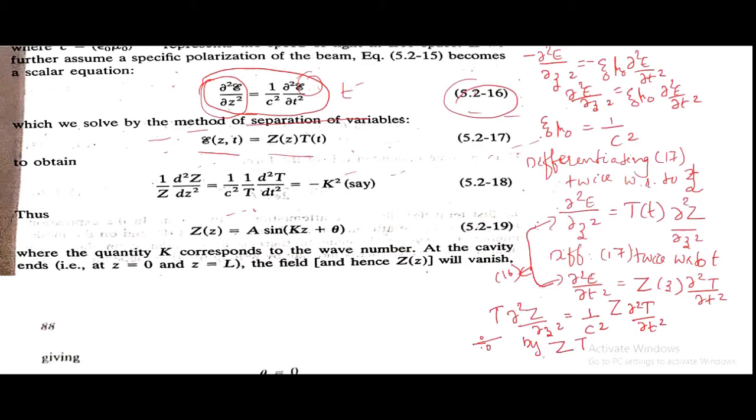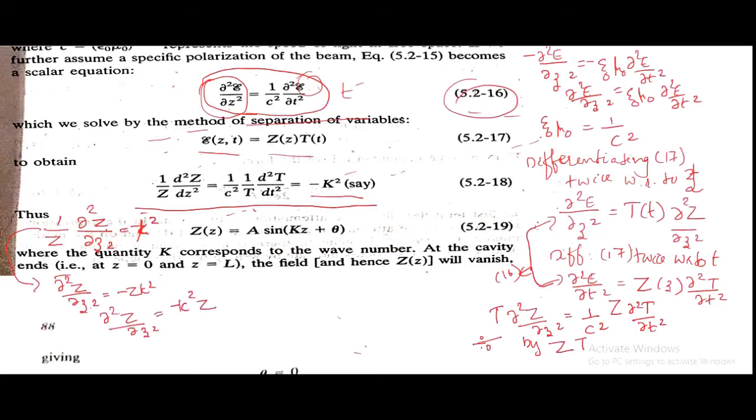Again, dividing throughout by Z(z)T(t) gives the equation in this form: (1/Z) ∂²Z/∂z² = (1/c²)(1/T) ∂²T/∂t². Let it be equal to minus k square. So first consider (1/Z) ∂²Z/∂z² = -k². That is ∂²Z/∂z² = -k² Z.